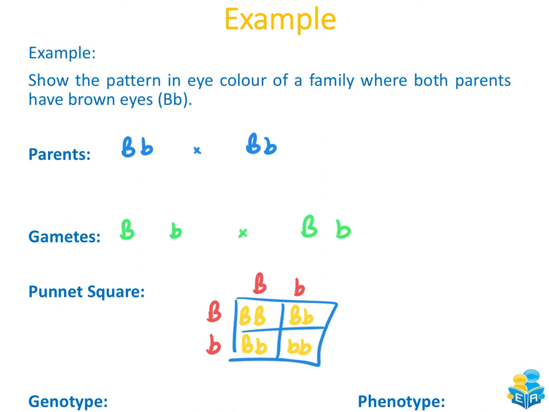we can see that we have lots of different options here. So we have one of two capital B's. We have two of a capital B and a small b. And we have one of two small b's. Now, if we move that over to our phenotype, this one is definitely having brown. These two are also having brown because the dominant version here is going to win out over the recessive version, which is blue. But this one here is going to be blue. So we actually have three brown and one blue. Okay, so that was an example there where both parents were heterozygous.